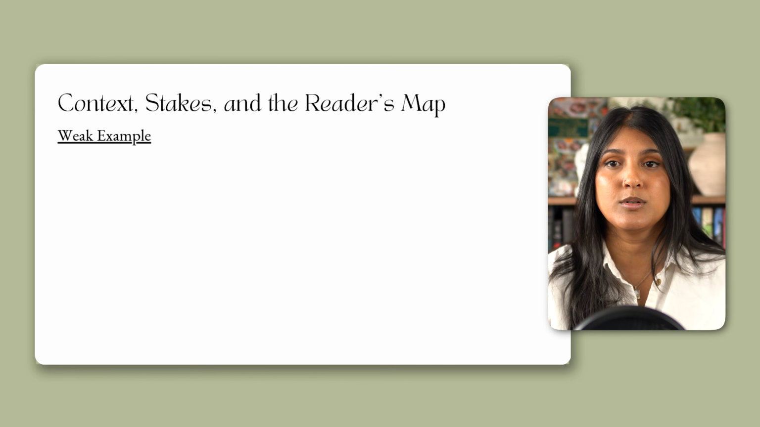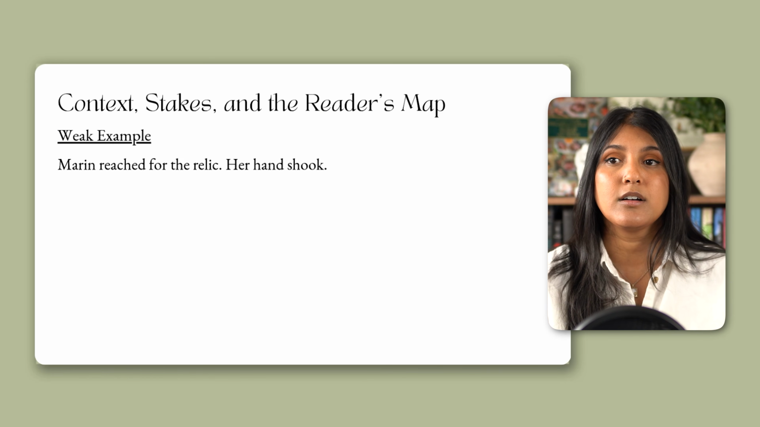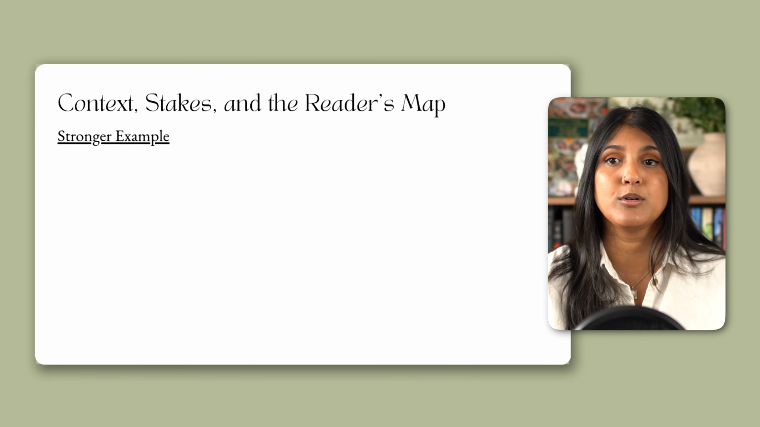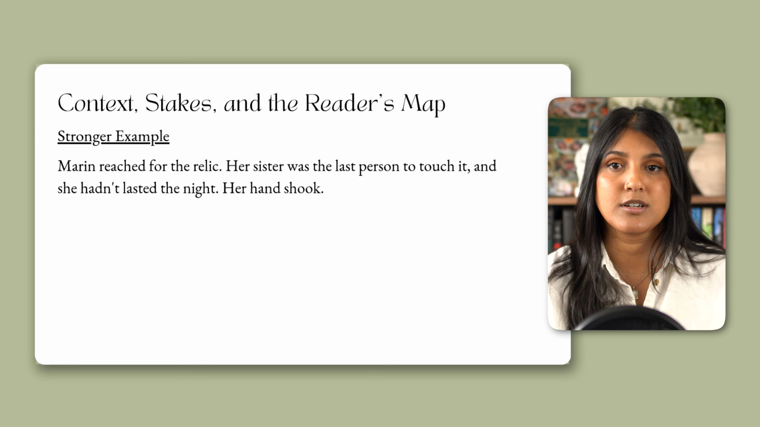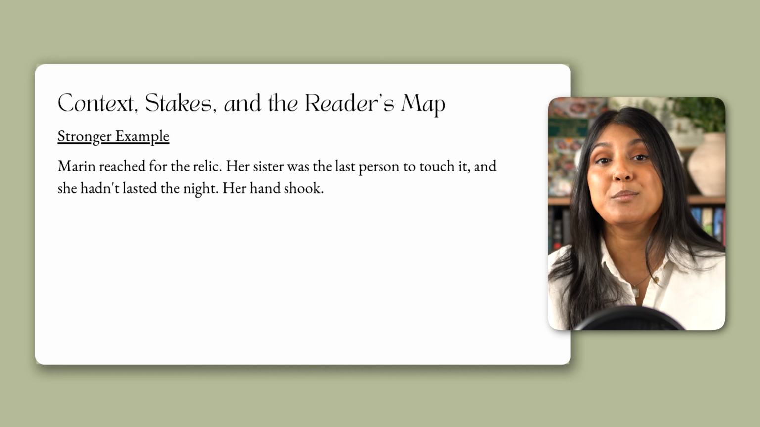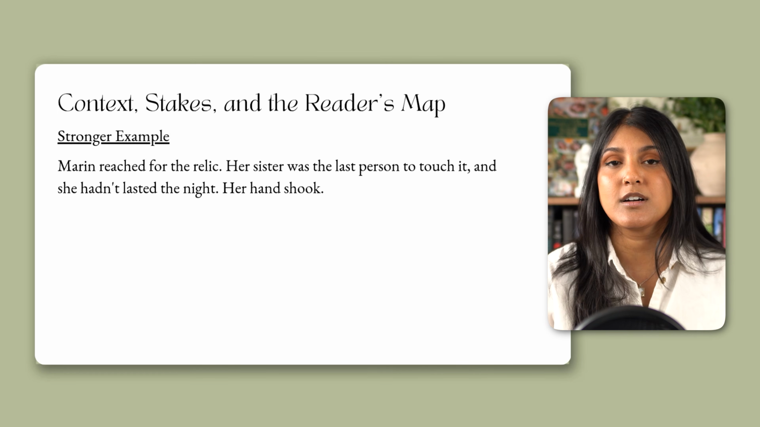So a weak example would say, Marin reached for the relic, her hand shook. A stronger example would say, Marin reached for the relic, her sister was the last person to touch it, and she hadn't lasted the night. Her hand shook. So one sentence of context, but now the trembling hand means something. Now the reader is afraid for her.